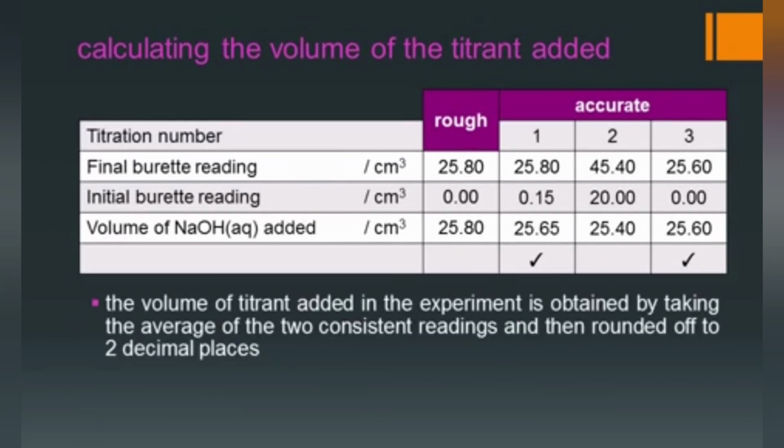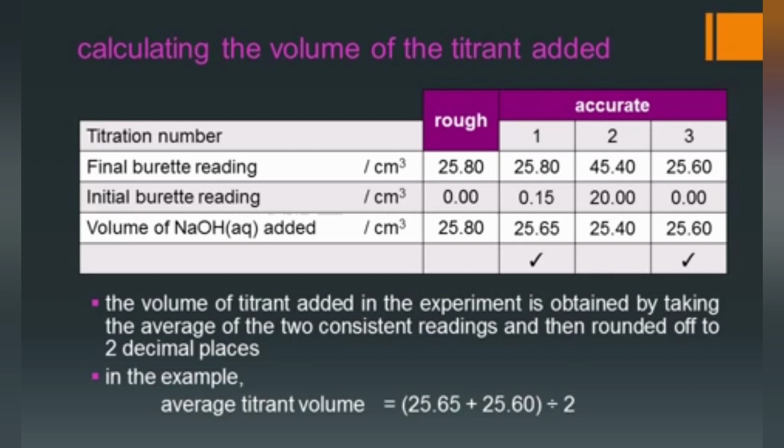To calculate the volume of the titrant added in the experiment, take the average of the 2 consistent readings and then round off to 2 decimal places. In the example above, the average titrant volume is calculated by taking the average of the 2 consistent readings, 25.65 and 25.60 cm3, which are within 0.10 cm3 of each other. The value is then rounded off to 2 decimal places to give 25.63 cm3.